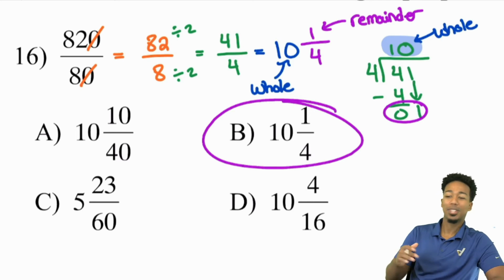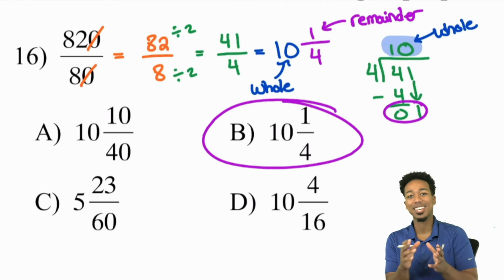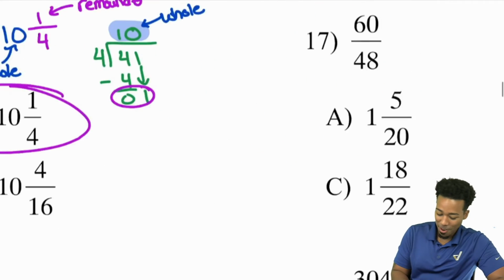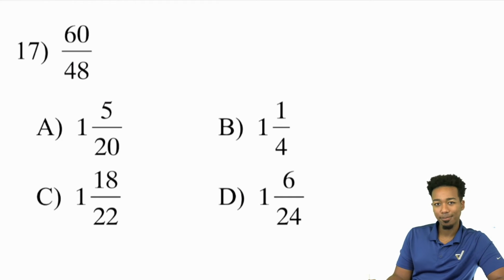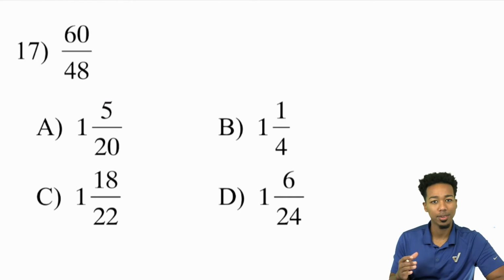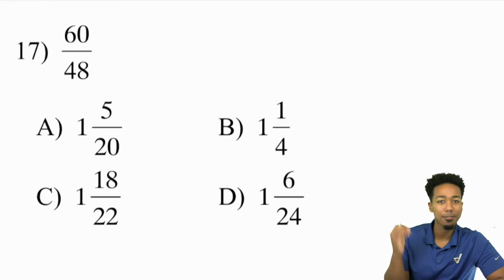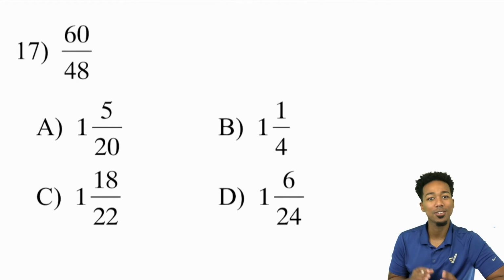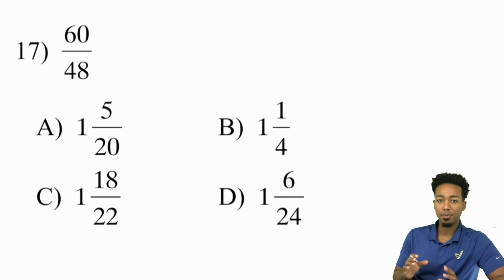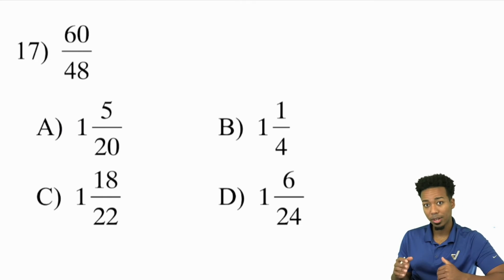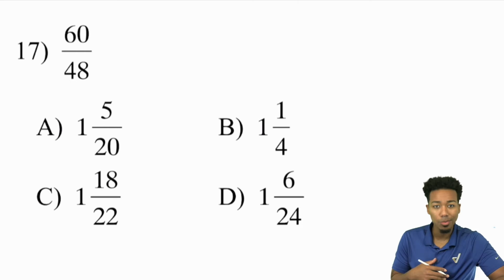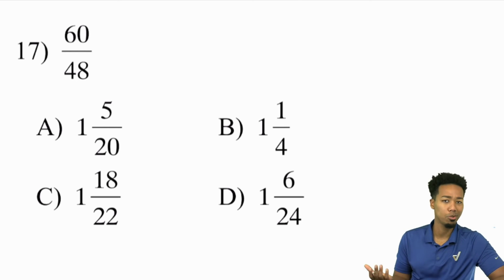So my party people, let's keep it going here. Because again, this is the medium section. We're going to take it to the hard section in a moment. But let's go to number 17 here. We've got 60 over 48. First things first, everybody. Remember, simplify the fraction. It's easier to do that because you're going to be dealing with smaller numbers. Because if you don't simplify now, you're going to have to simplify at the end anyway. So you might as well deal with smaller numbers.